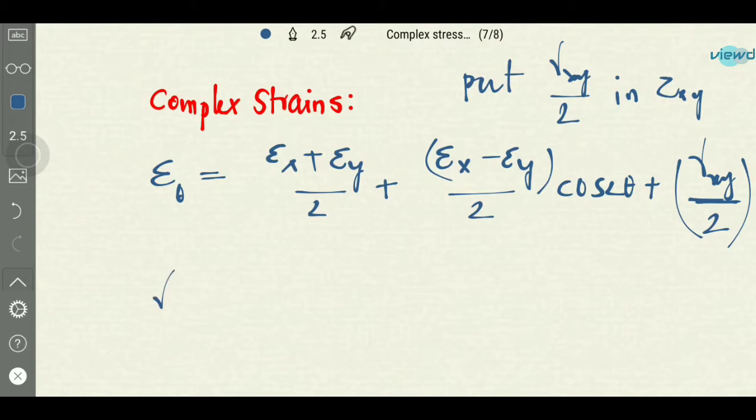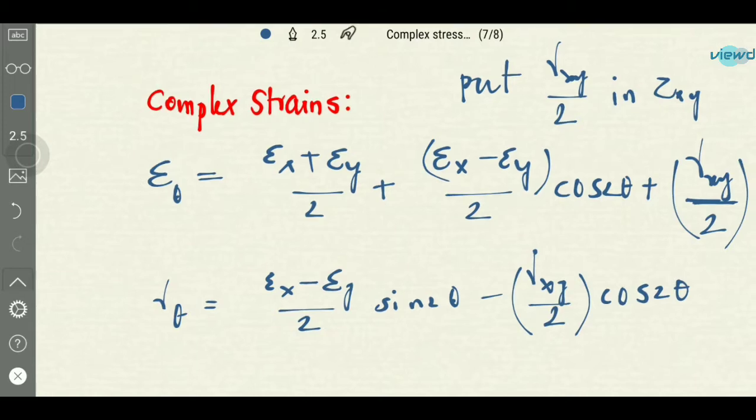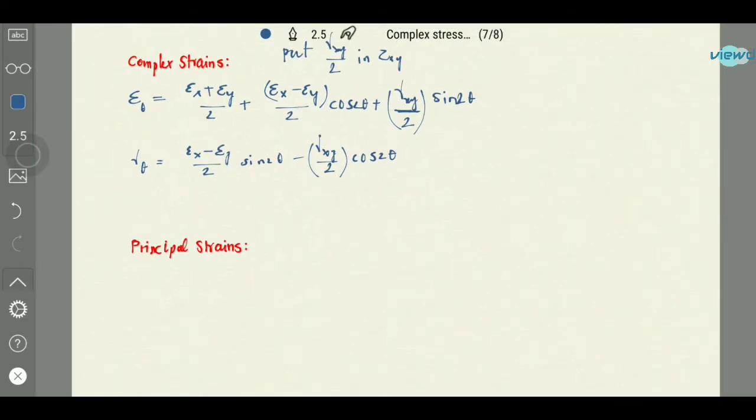And what will be the shear strain? This is first, epsilon is the normal strain. Shear strain will be gamma theta is equal to epsilon x minus epsilon y by 2 sin 2 theta minus gamma xy divided by 2 cos 2 theta. If we consider any plane at an angle theta to the vertical, these are the strains.